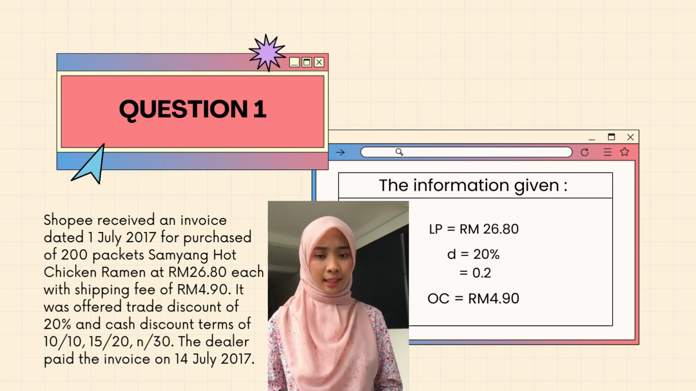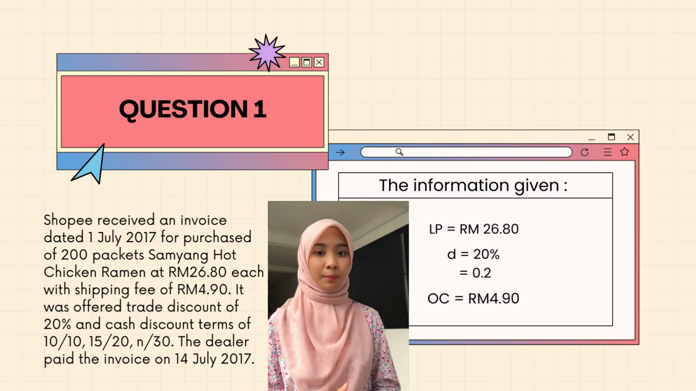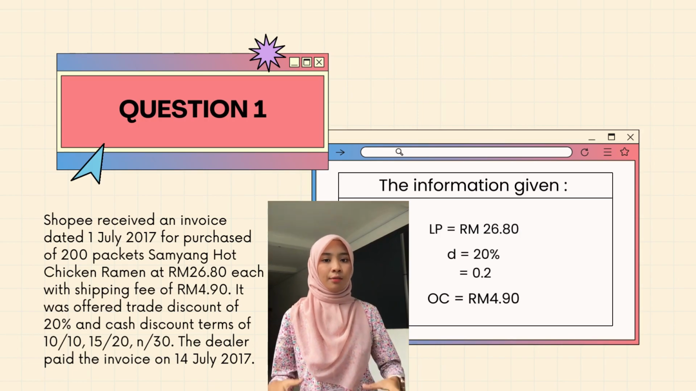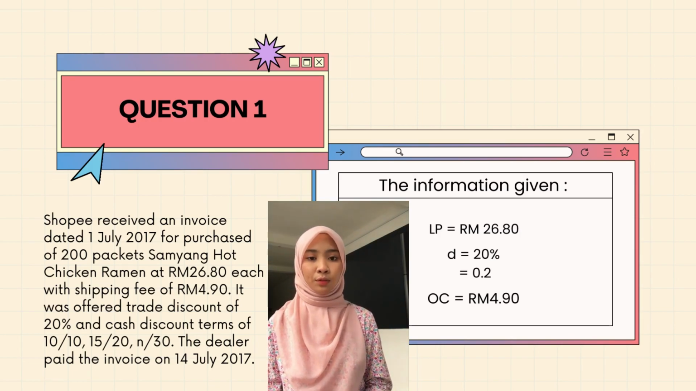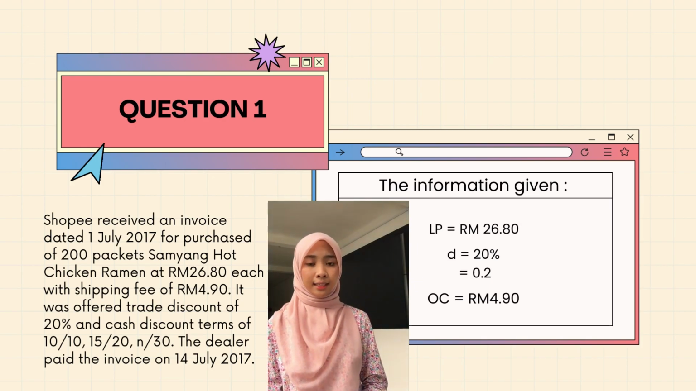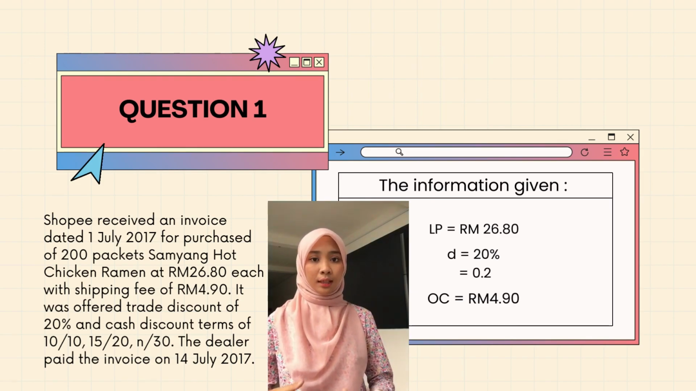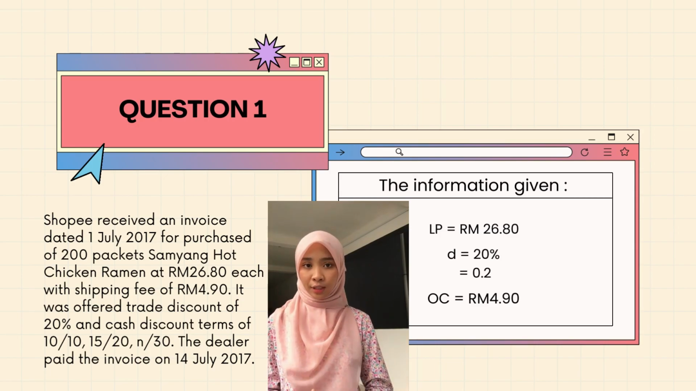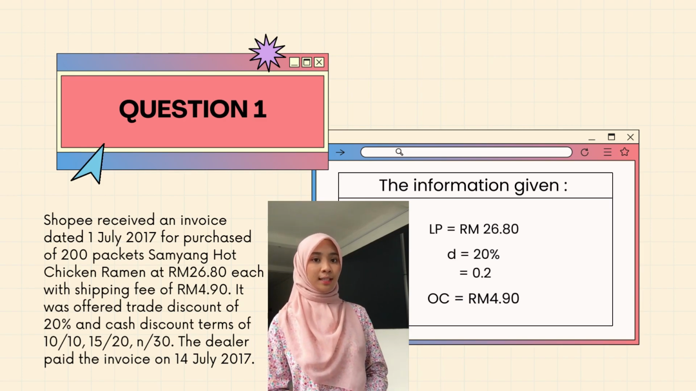So, the question for this chapter is: Shopee received an invoice dated 1 July 2017 for the purchase of 200 packets of Samyang hot chicken ramen at RM26.80 each, with a shipping fee of RM4.90. It was offered a trade discount of 20% and cash discount terms of 10/10, 15/20 and n/30. The dealer paid the invoice on 14 July 2017.